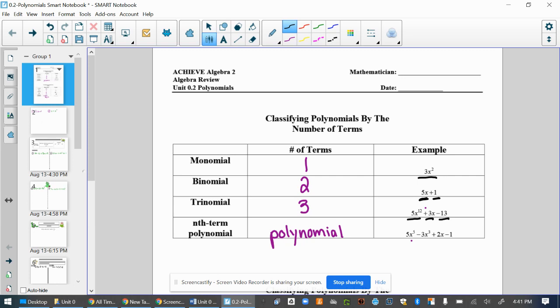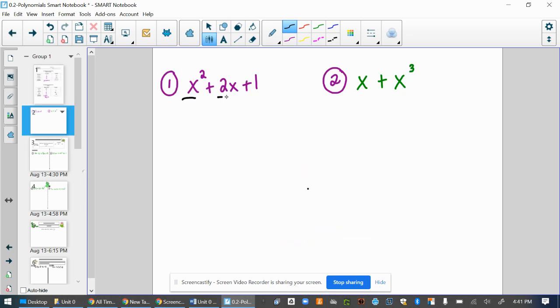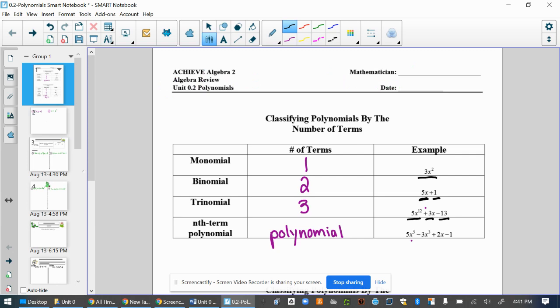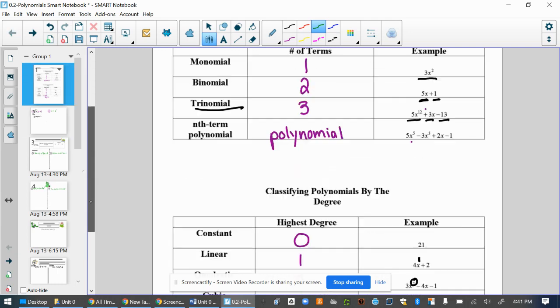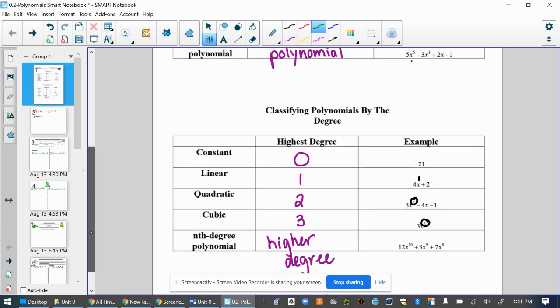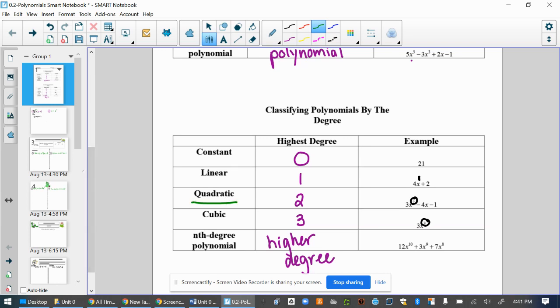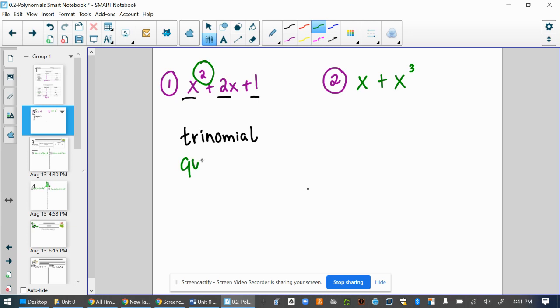So we could see that in number 1, we have 1, 2, 3 terms. We're going to come over to our chart. We're going to see if we have 3 terms, that's a trinomial. So I can classify this as a trinomial. And then my highest degree, my largest exponent, is to the second power. So I can come back to this chart and look. To the second power is a quadratic. And so then I can also classify this as a quadratic.